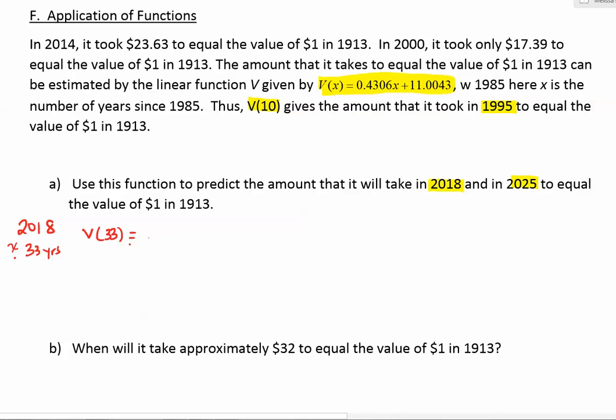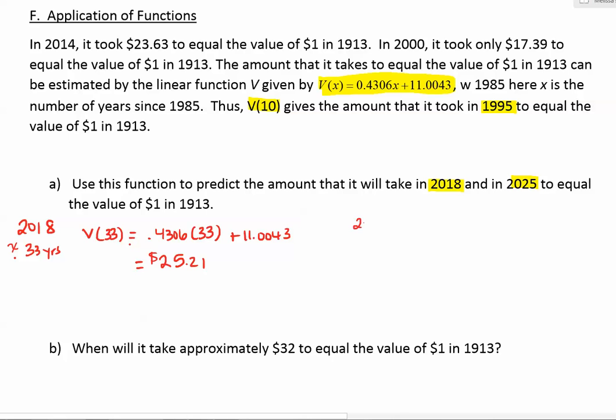And so we have 0.4306 times 33 plus 11.0043. Okay, so this gives us that in the year 2018, it'll be $25.21 to equal the amount of what would be $1 in 1913.